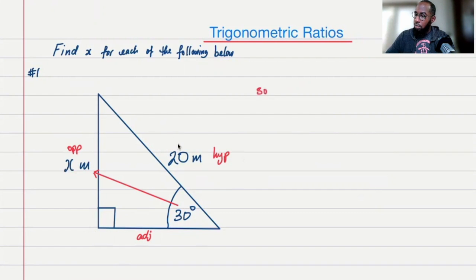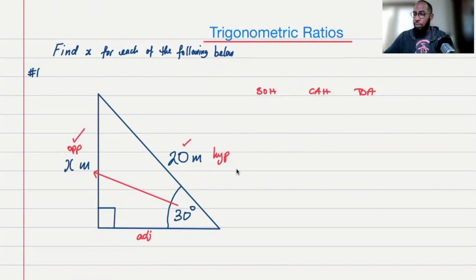We recall sohcahtoa. This helps us remember our trig ratios. Sine of the acute angle is equal to opposite over hypotenuse. Cos of the acute angle is adjacent over hypotenuse, and tan of the acute angle is opposite over adjacent. So you tick the side you have, you tick the side you need to find.